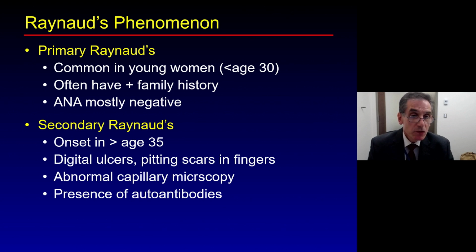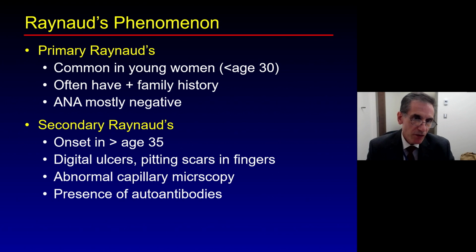Remember, there's a difference between primary and secondary Raynaud's. Primary is typically in young women, younger age, below 30, often with a family history, and most are ANA negative. Secondary Raynaud's, however, typically occurs after the age of 35. They may develop digital ulcers, they may have abnormal capillary microscopy, and they typically have positive antibodies.